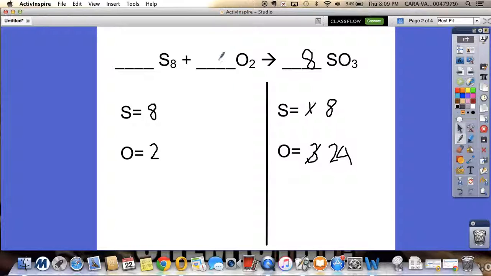Well, the only way to get 24 oxygen atoms is to put a coefficient of 12 in front of the oxygen. So now 12 times 2 gives you 24 oxygens. And again, law of conservation of mass is complete. 8 sulfurs on both sides, 24 oxygens on both sides. And again, you do not have to show your work down here. It's just for people who might need help keeping track of the atoms.